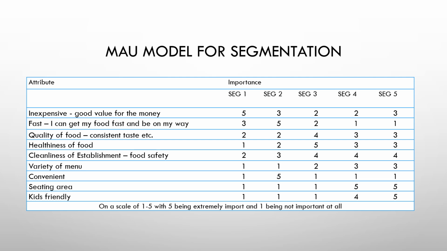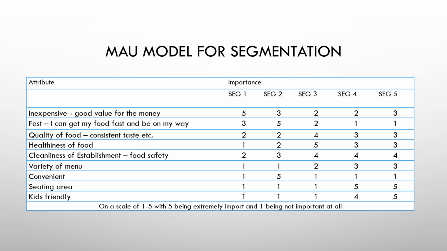Segment 4 is a group that's mostly interested in the seating area and the cleanliness of the establishment. These are people who, when they go to a fast food restaurant, want to order, sit down, and enjoy their meal on the premises. They don't want to eat in the car. They don't want to take the food home and eat. They want to go to a fast food restaurant and dine there.